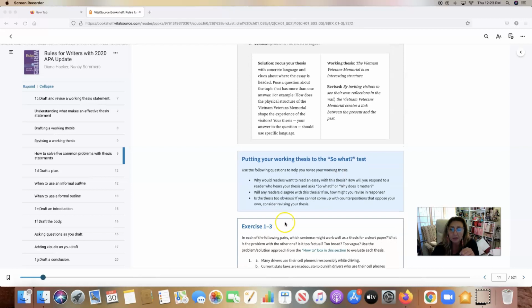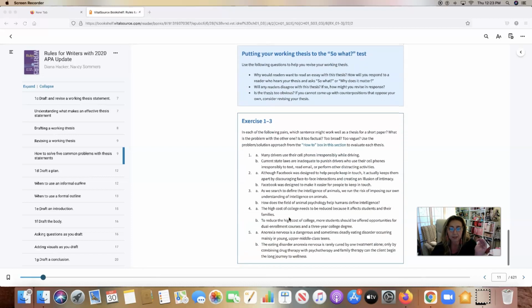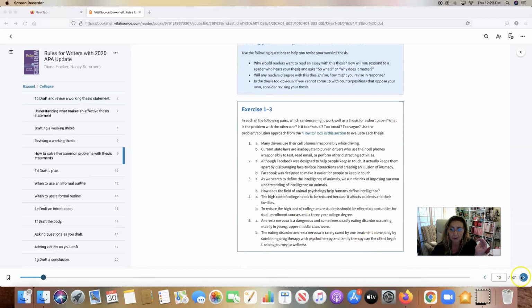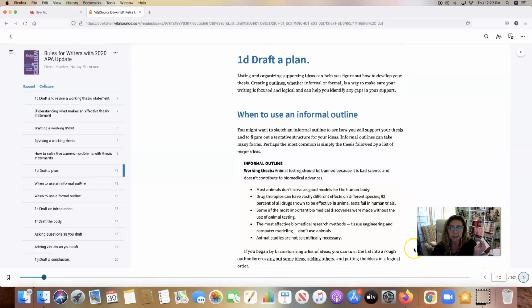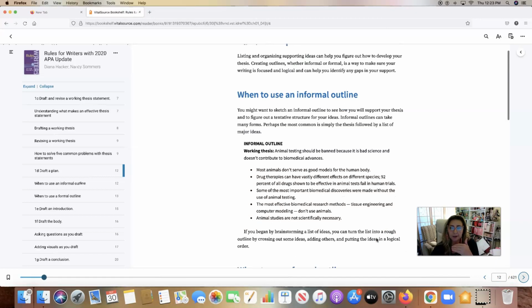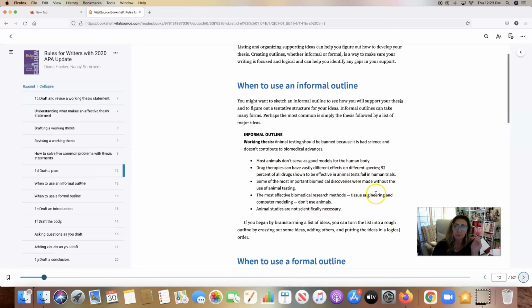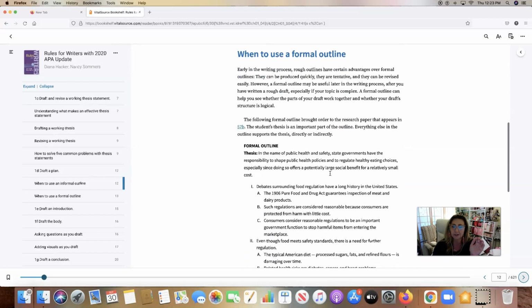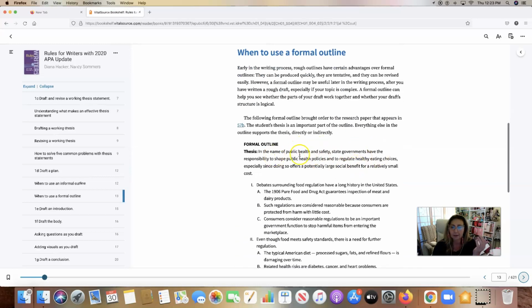So those questions are really important to ask about your thesis before you turn in an essay. And you can create a much more clear picture for your reader. Now, when you're writing an informal outline just to yourself, you can kind of do this to draft your ideas in the beginning. But when you're turning in essays, you have to have a formal outline, and you have to have a formal thesis, and it has to take a position and a side.